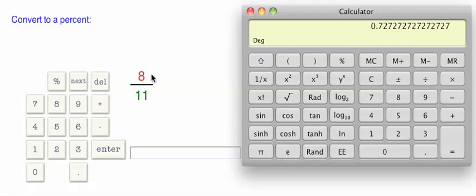But we're not being asked to convert a fraction into a decimal. We're being asked to convert a fraction into a percent. Okay, so step one, convert to a decimal. There it is. Then to convert it to a percent, all you have to do is multiply by 100, right?